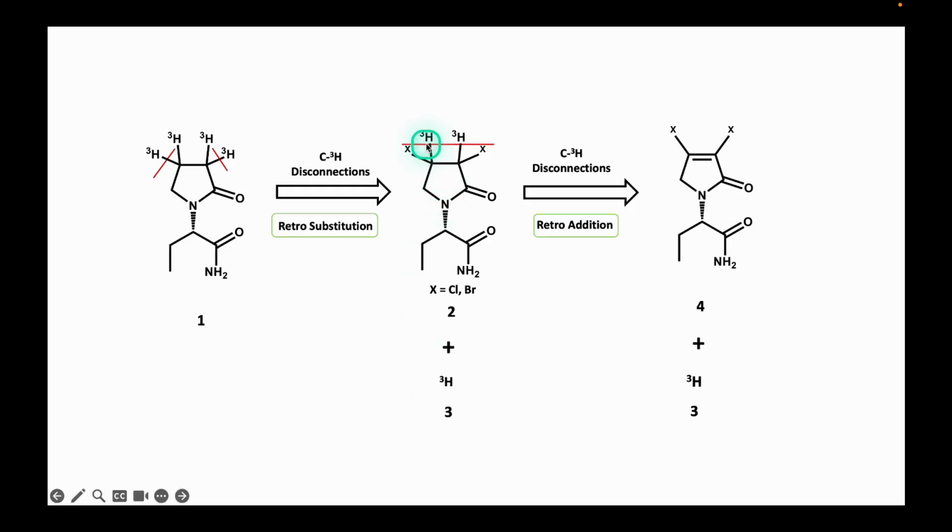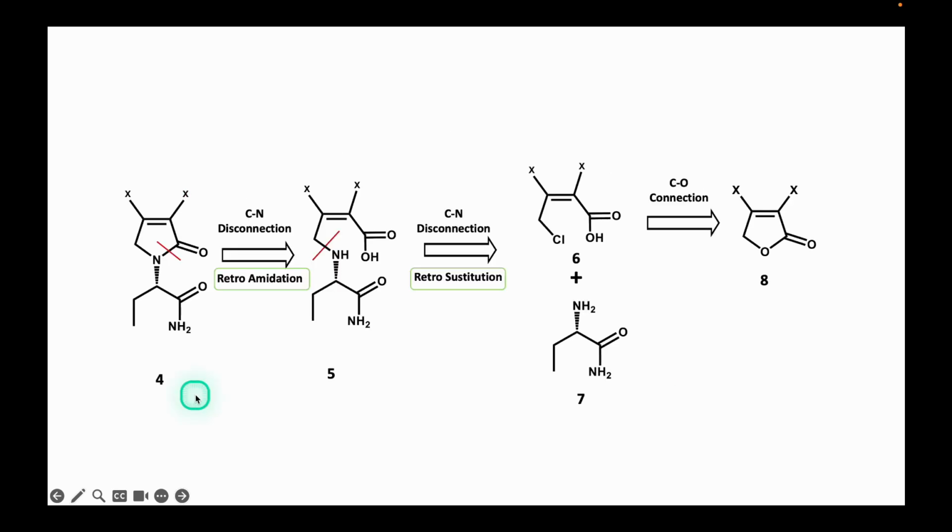Next, the other vicinal pair of carbon-tritium bonds proceed to be disconnected by means of a retroaddition reaction to a double bond, leading to the formation of the unsaturated compound 4, and another equivalent of molecular tritium. The lactam group of 4 functions as a retron, and a carbon-nitrogen disconnection opens the heterocycle, generating carboxylic acid 5.